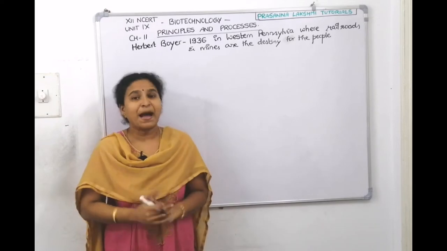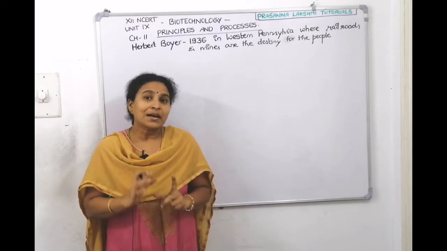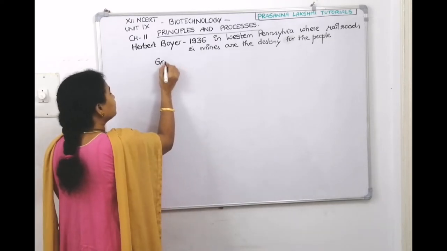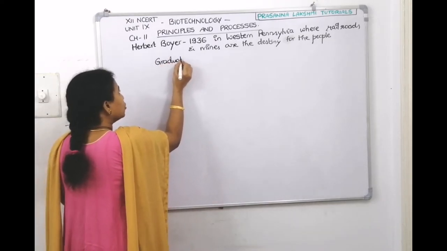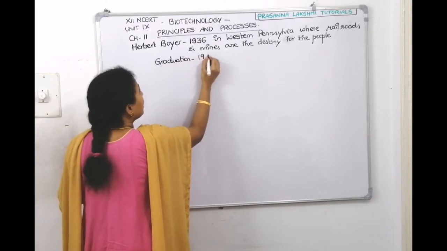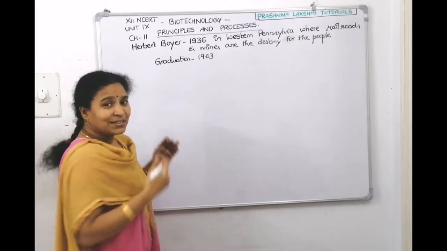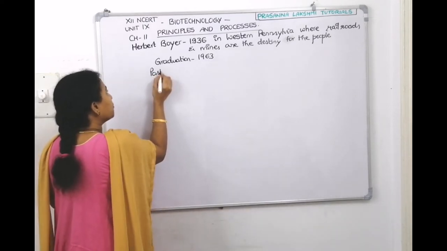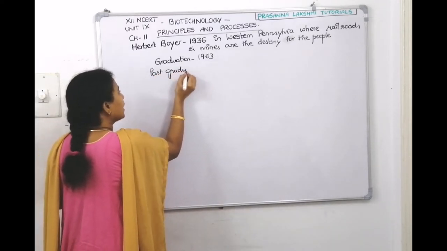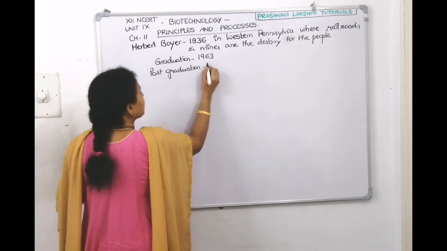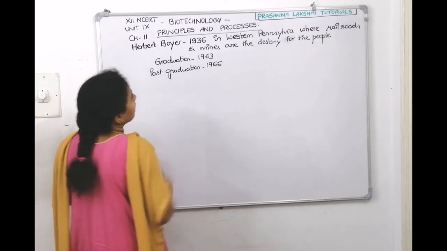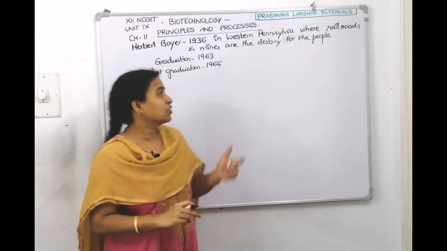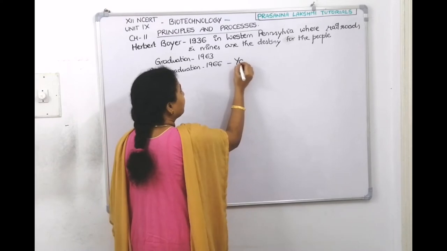But with such a background also, Boyer completed his graduation in 1963. When did he complete his graduation, children? In 1963. In another 3 years, he completed his post-graduation also, in 1966. He completed his graduation in 63. He completed his post-graduation in 66 from Yale.